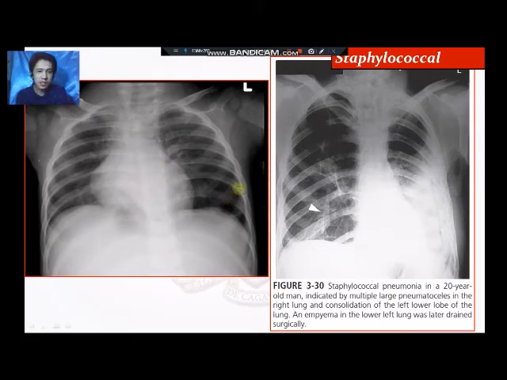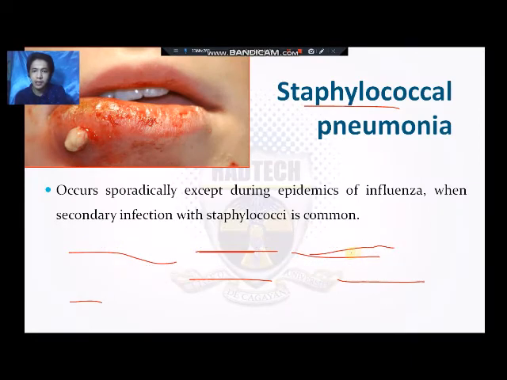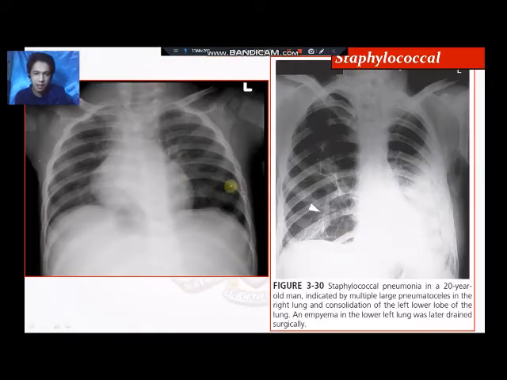Okay, so these are just examples of pneumatocyst. Again, it is a thin-walled air-containing cyst. So like for example, this is a rounded portion. That is the cystic formation. Again, it contains air, so it is black, but it has its own wall. And then also in this one, there is a rounded portion. So that is an indication that our patient has a staphylococcal pneumonia.